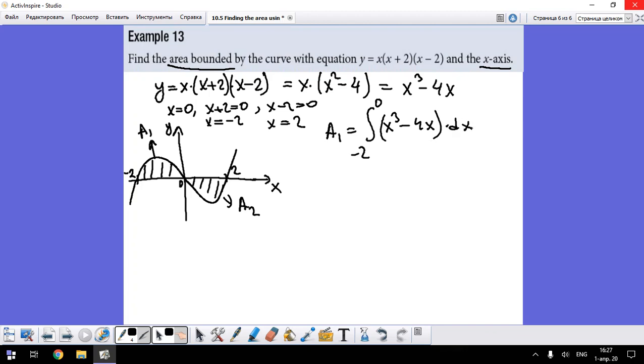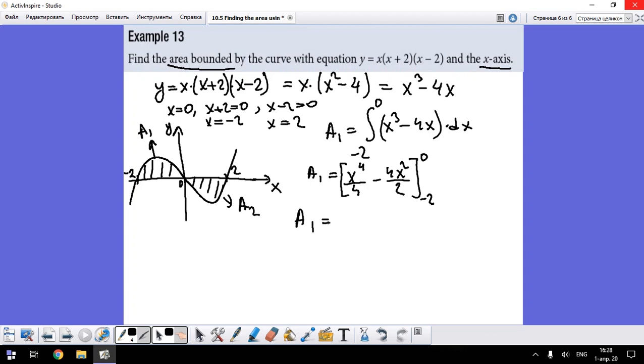And let's integrate this function. So A1 will be, let's integrate it. It will be x to the power of 4 divided by 4, and 4x squared divided by 2 in the brackets, and we should write here minus 2 and 0. Can you see why? Because we should divide this area partly.